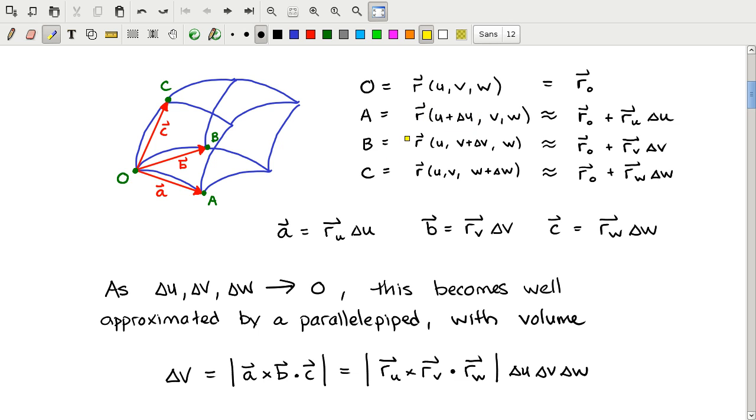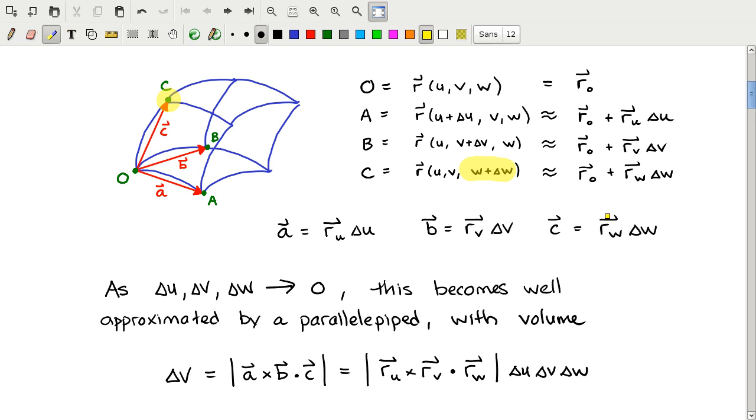If we now change only v by a small increment delta v, we get a new point r of u, v plus delta v, comma w. And we've shown that that is approximately equal to, in the linearization, r naught plus r_v times delta v. And that's this point B over here on the other side. Finally, if we change only w by a small increment delta w, we get a third point, C. And again, the linearization of that function means that C is approximately r naught plus partial r partial w times delta w.